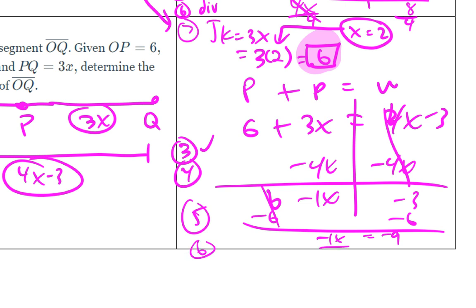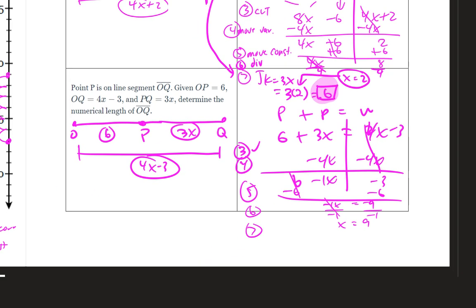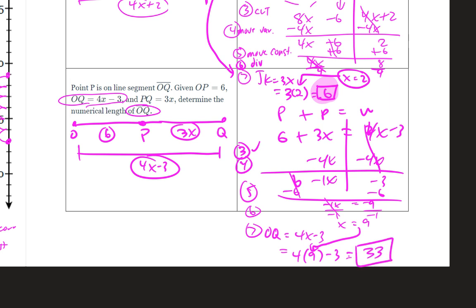Step number 6, divide. Negative 1 divided by negative 1 cancels, so x equals 9. Step number 7, we substitute. We're trying to find the value of OQ. OQ is 4x minus 3, which is equal to 4 times something minus 3, and that something is 9. So 4 times 9 is 36, minus 3 is 33. So that's our final answer.